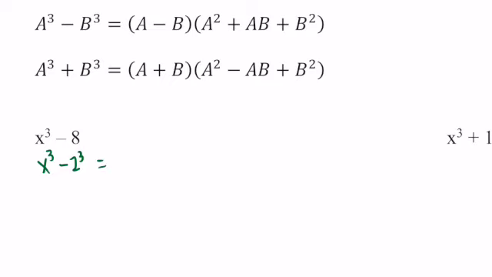Using our difference of cubes formula, right up here, it indicates that our first parentheses would be x minus 2, then times, in the next parentheses, we have x squared, then plus x times 2, which would be 2x, and then plus our last part squared. 2 squared would be 4, like so.